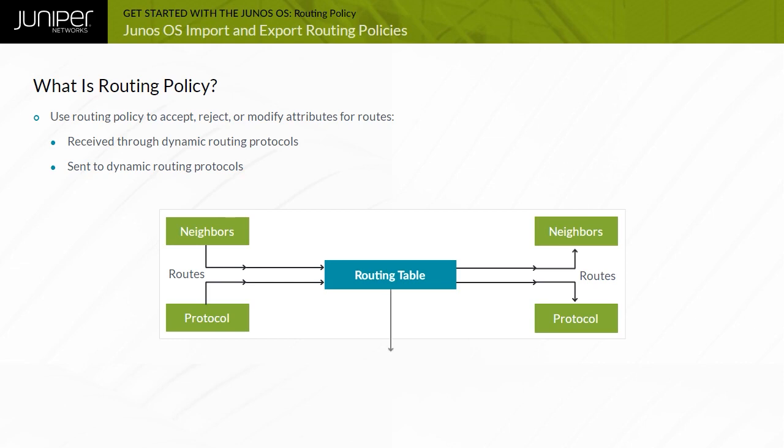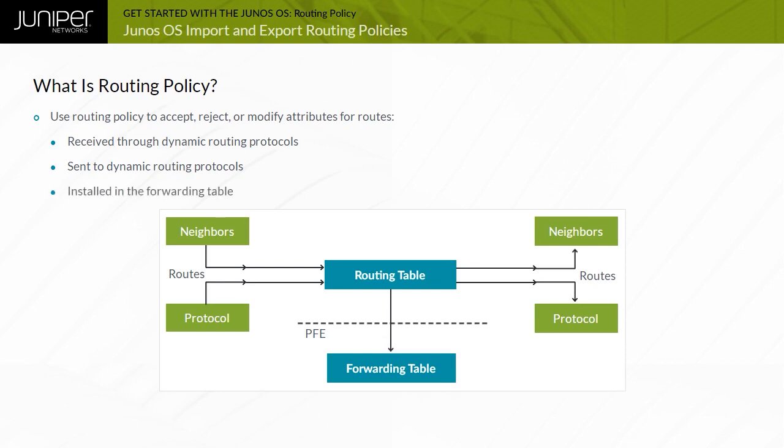Routing policy permits you to control the flow of routing information into the forwarding table, also known as Forwarding Information Base or FIB. This use enables you to control which routes you install in the forwarding table and control some of the attributes associated with those routes.